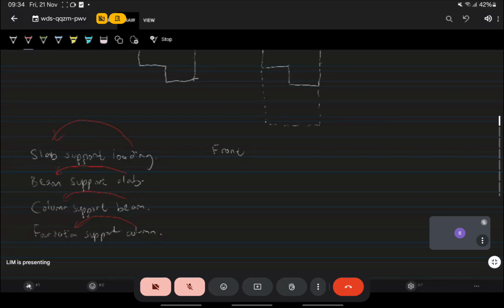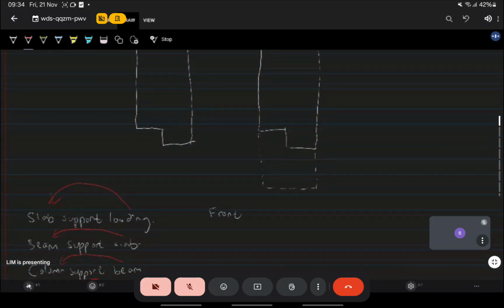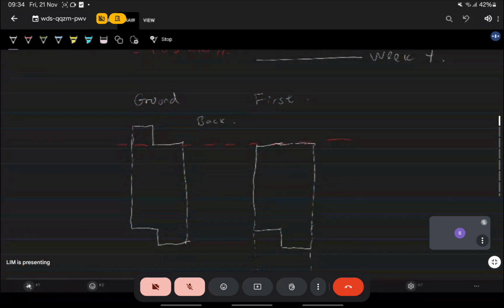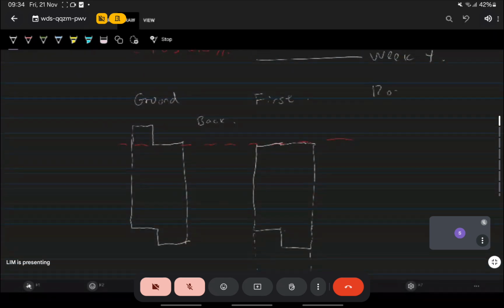So there are interconnecting forces here. You need to show all this on the building, but where do you start? Normally we start from the highest floor. Because you obviously also have a roof.